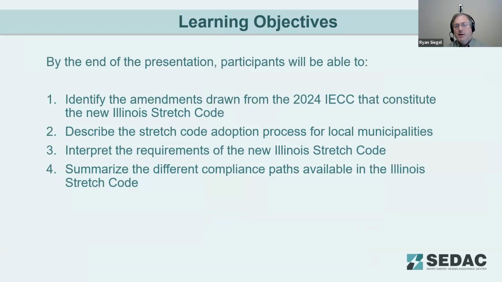So, again, we're going to be looking at the amendments that are providing the Illinois stretch code. Mostly this is based on the 2021 IECC, but there are a couple of items being pulled from the public draft of the 2024 IECC for the Illinois stretch code. Going to touch a little bit on the adoption of the stretch code for local municipalities that may be interested in adopting the stretch code, and then looking at some of the different compliance paths for that.